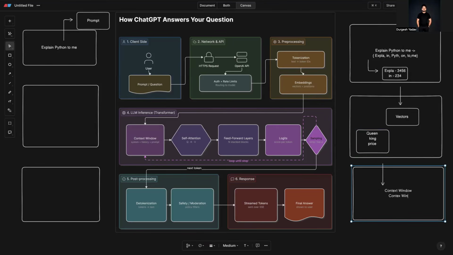Now, this particular context window will be based on the number of tokens. So let's say in OpenAI, they have a 1000 tokens context window, which means that until the 1000 tokens are expired, all the messages that you are asking to ChatGPT will be saved in the memory, or you can say in that particular session memory.